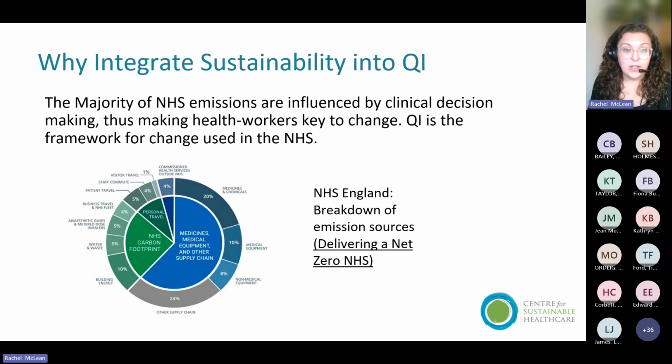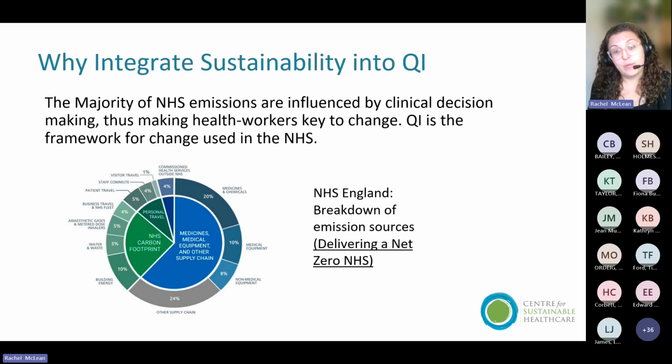And so in the pie chart, you can see that about 60%, so this whole section here, is from medicines, medical equipment, and supply chain. And so all of these things are coming through that supply chain to be able to provide care. And so to meet these net zero targets, clinical healthcare workers are essential. We're not going to be able to do it without working together rather than working in silos.